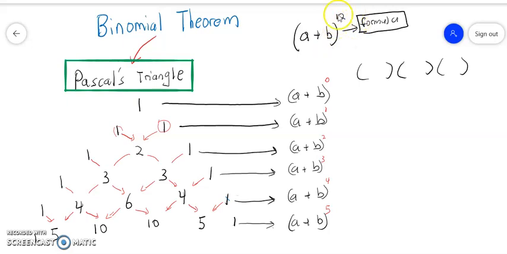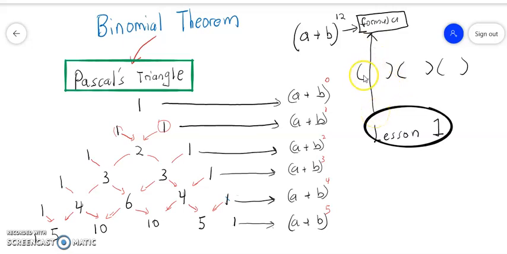So this is our first lesson on the binomial theorem, and please check out our lesson 2 on the binomial theorem, which will relate to these formulas. Okay guys, I hope you can understand the relationship between the binomial theorem and Pascal's triangle.